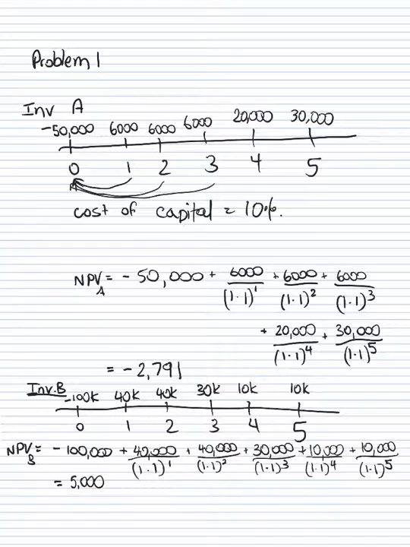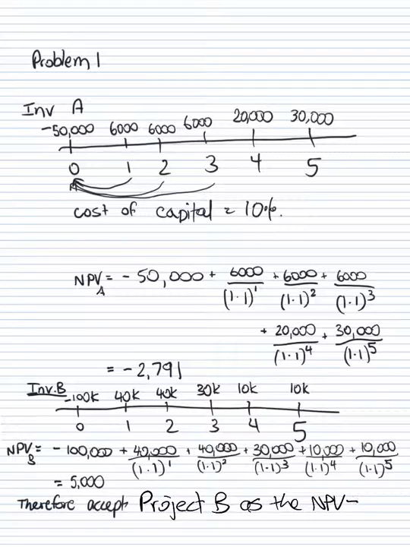Now, what we would say is because the net present value of project B is greater than 0, we would go ahead with the project. Another way of thinking about that is not only does project B meet the required rate of return of 10%, it goes above that, and it creates above that 10% an extra $5,000 of wealth for shareholders. So in summary, we would say, therefore, accept project B as the net present value is greater than 0.